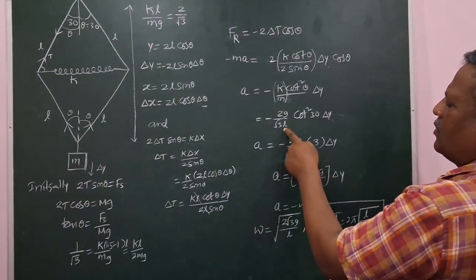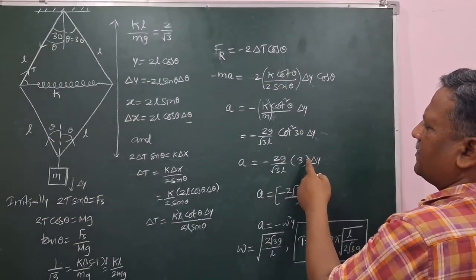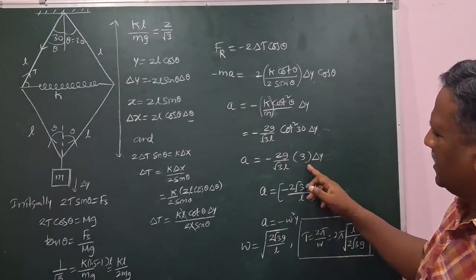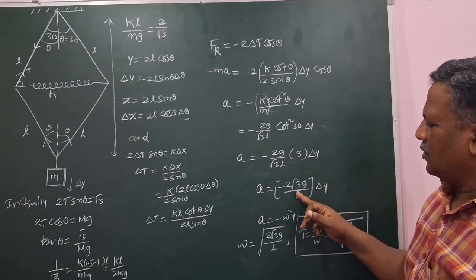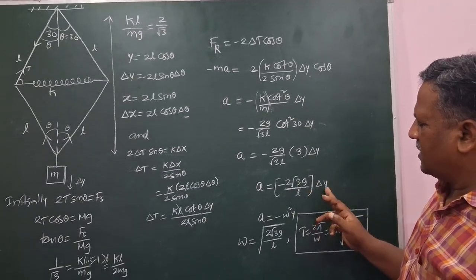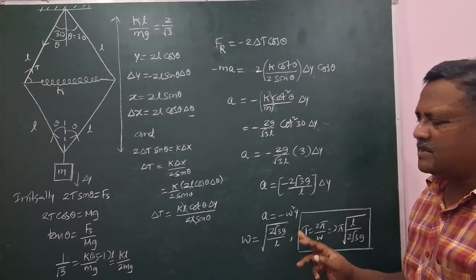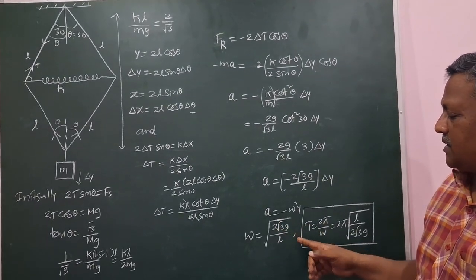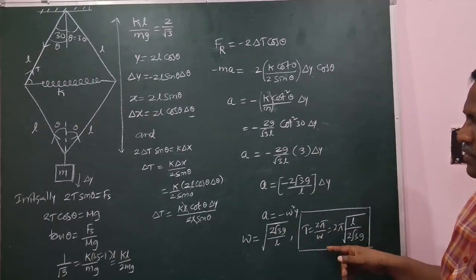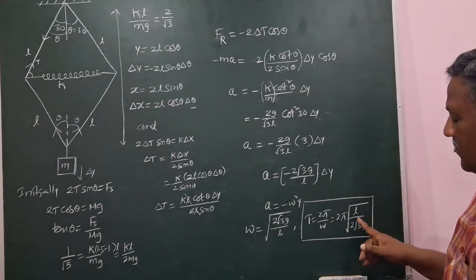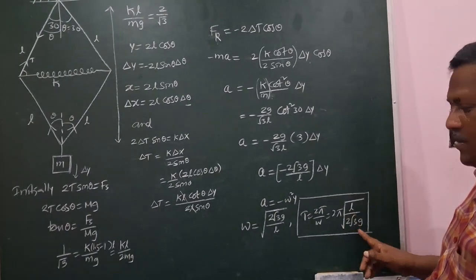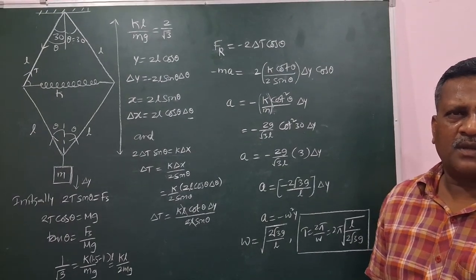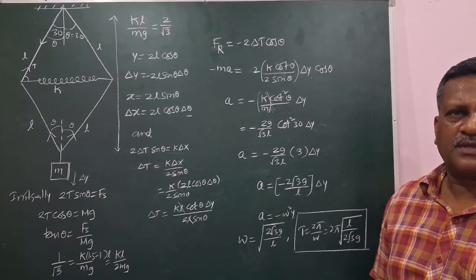So with g times 2 by root 3 L cot square 30, cot 30 is root 3, under square means 3. After simplification, minus 2 root 3 g by L delta y. By comparing with the standard equation, omega is equal to under root of 2 root 3 g by L, and time period is 2 pi by omega, and after solving, 2 pi into root of L by 2 root 3 g. So it's a good application of simple harmonic motion based on the restoring force.